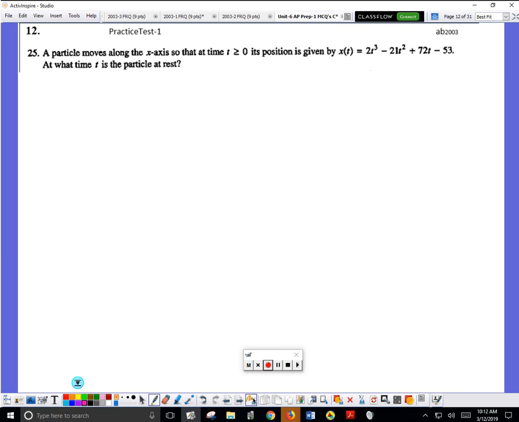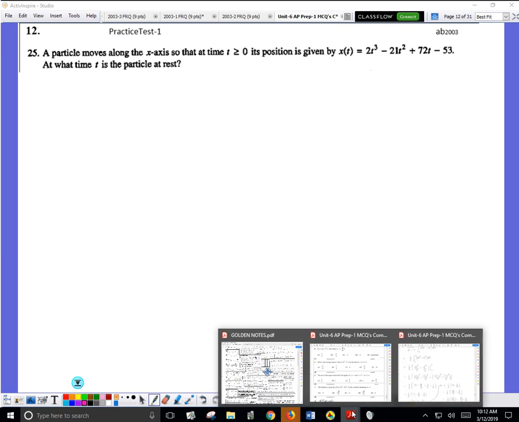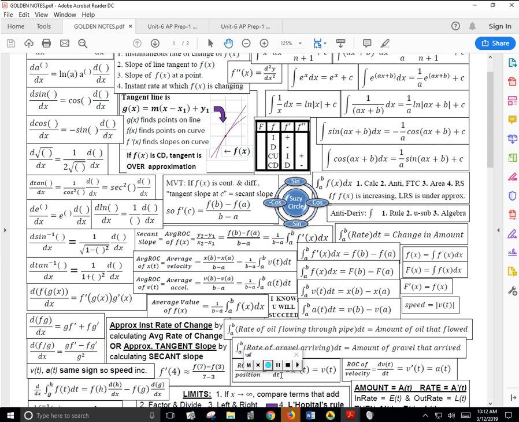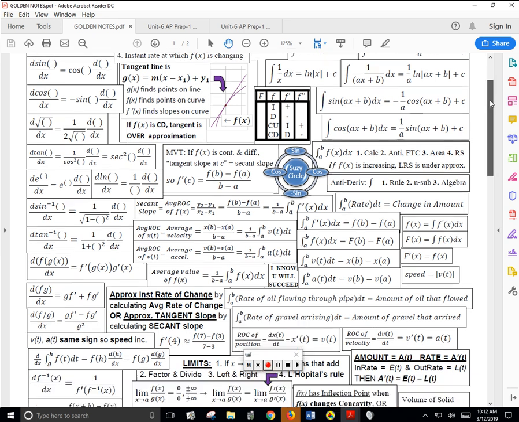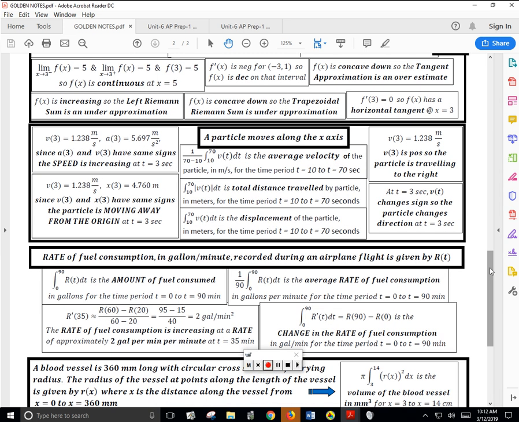So I understand how to find when the particle's at rest, but how do you know where it changes direction or when it's the farthest from the origin? So look at your golden notes. Go to the back. Right here, top half of the page is the big box relating to particles that are moving. And right here is part of your question. This is an example. At time equal 3 seconds, the velocity changes sign, so the particle will change direction at that time. Okay, so if you're looking for where it changes sign, how do you do that from the equation?